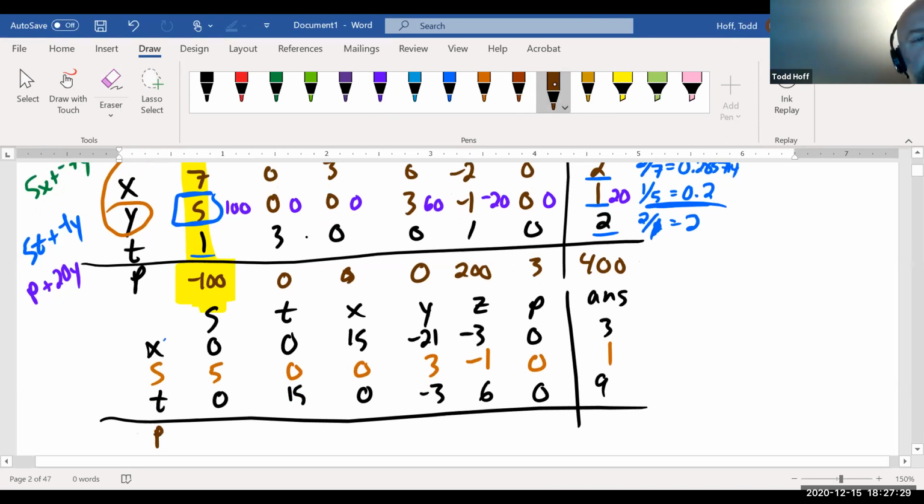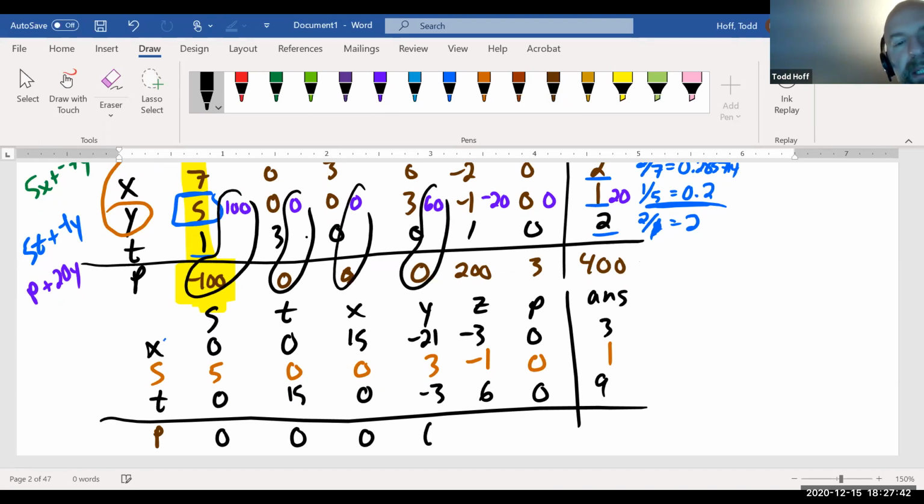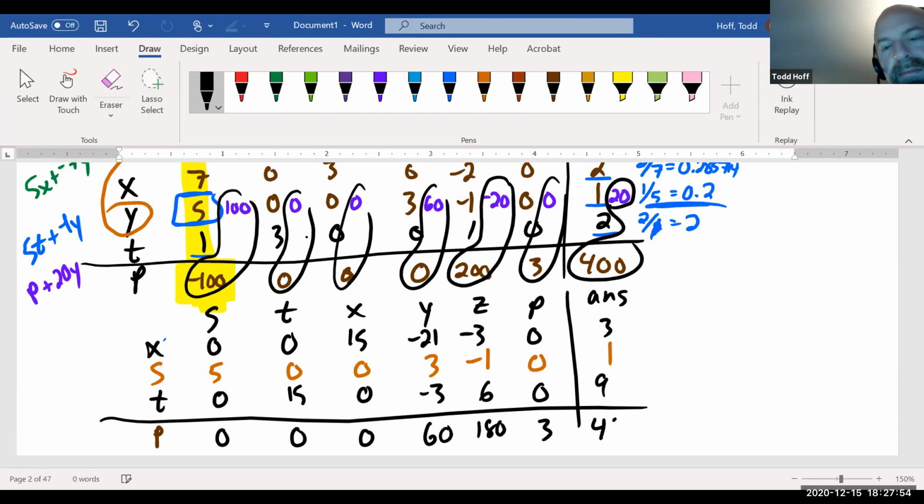This is row P. 100 plus negative 100 is 0. 0 plus 0 is 0. 0 plus 0 is 0 again. 60 plus 0 is 60. Negative 20 plus 200 is 180. 0 plus 3 is 3. And 20 plus 400 is 420.